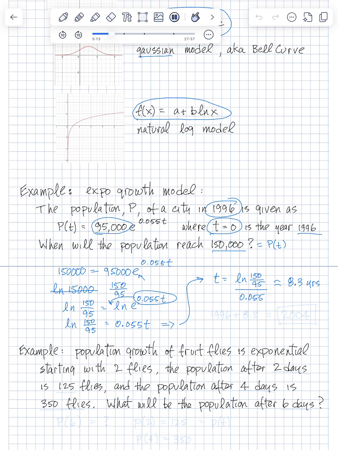So to answer the question, when will the population reach 150,000? We just add to the year 1996 plus 8.3, and that's going to happen sometime in the year 2004.